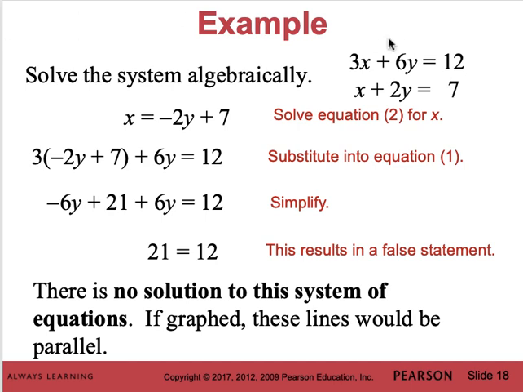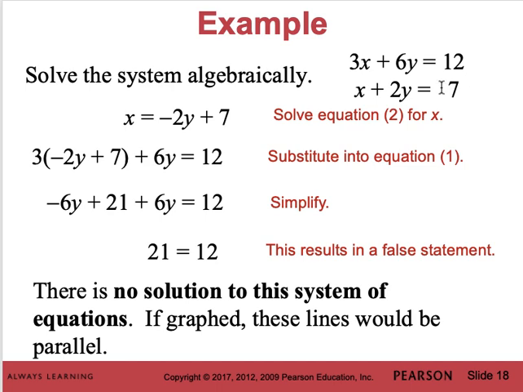Here's another one. Let's look at what we're given. We want to solve equation 2 for x since, I look and see, there's no number in front of x. There's no coefficient. So that makes it easy to solve for x, and this is called the substitution method.